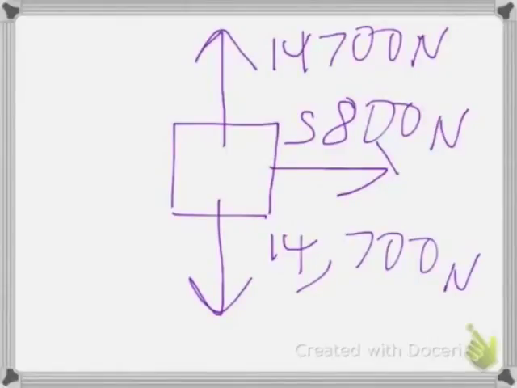The next one says the force of friction on the car is 775 newtons. Friction is going to be pulling in the opposite direction from the way we're accelerating, so it's going to be pushing it this way, at 775.